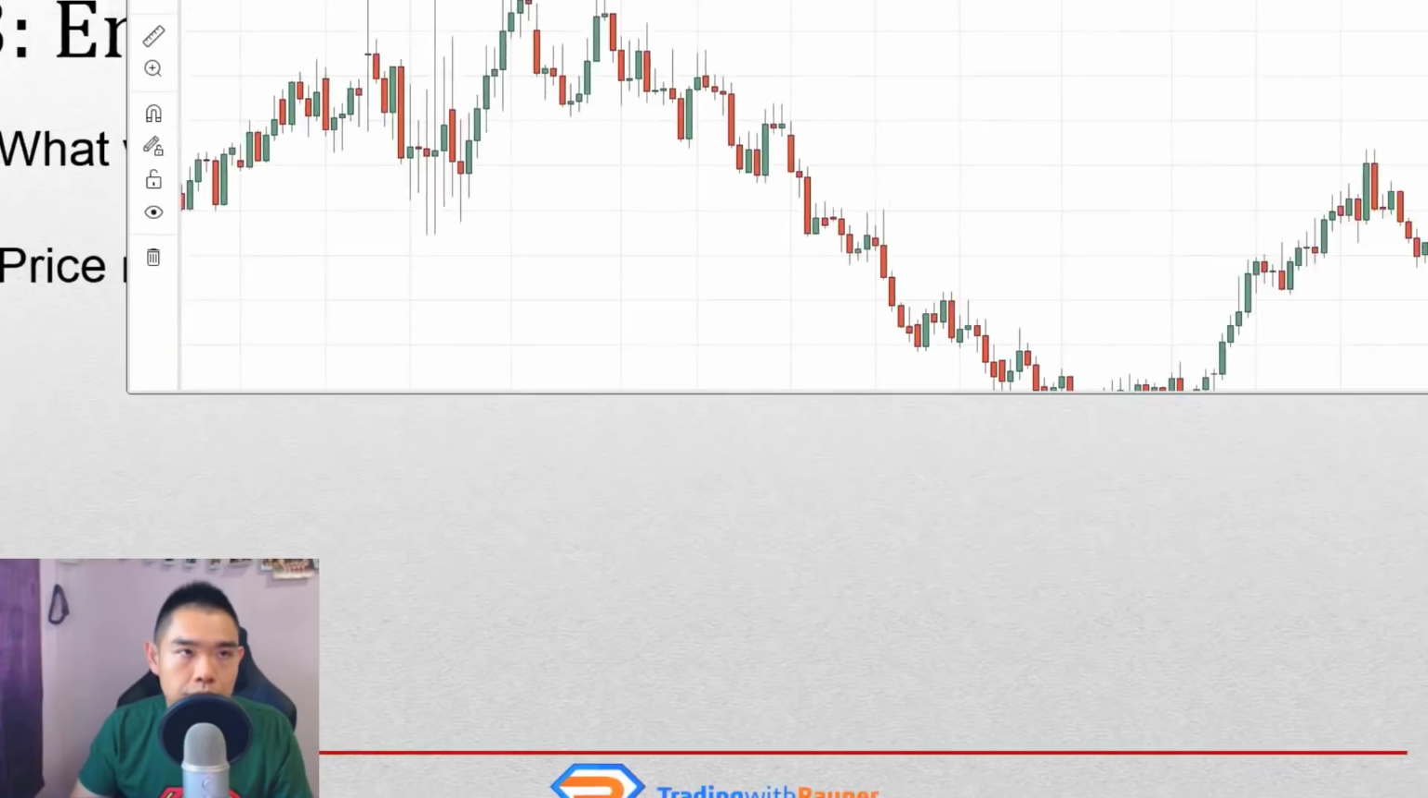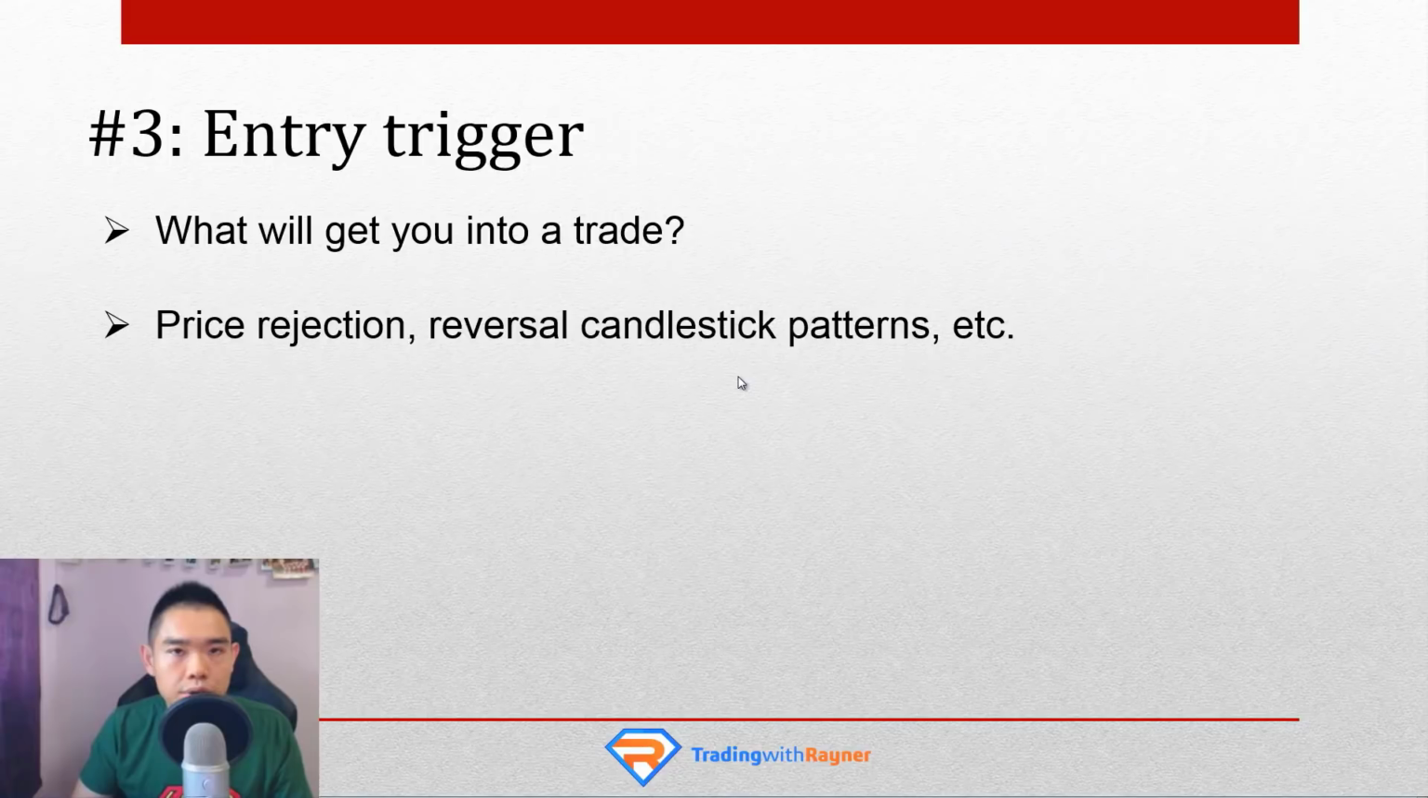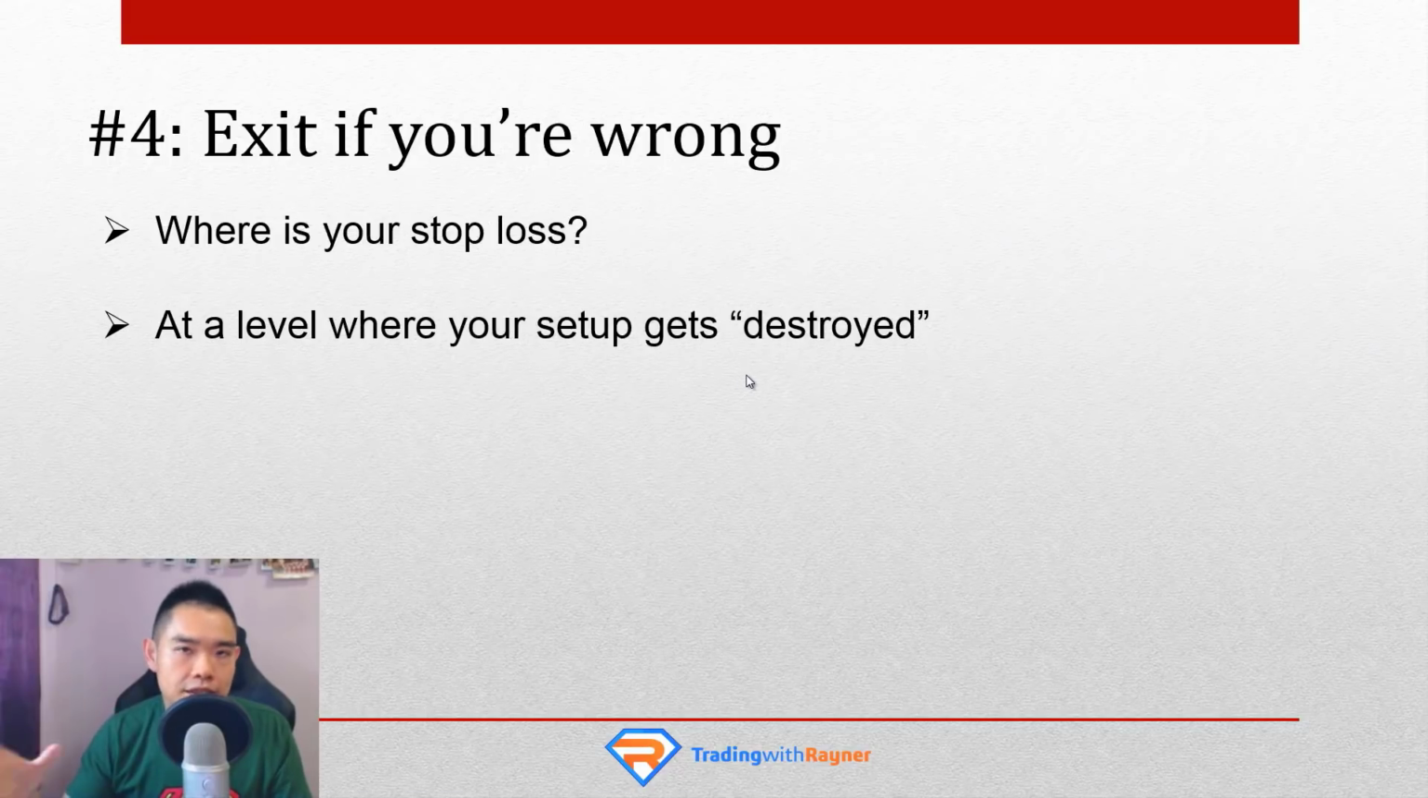Okay, so next one. Once you have your entry trigger, what do you look for? The exit if you're wrong. Because here's the thing: you can have all the stars align together, everything is beautiful, sweet, but you could still be wrong on the trade. This is why we have stop loss to contain our losses. So where is your stop loss?